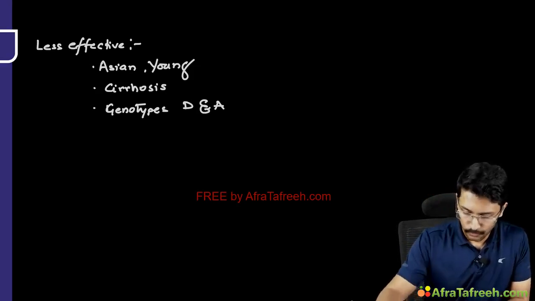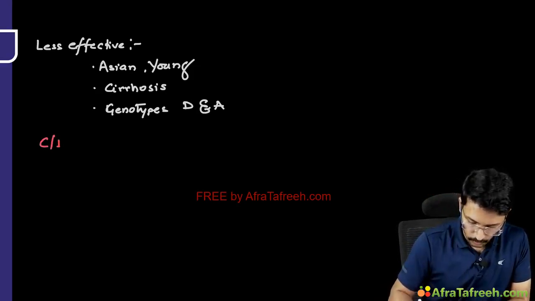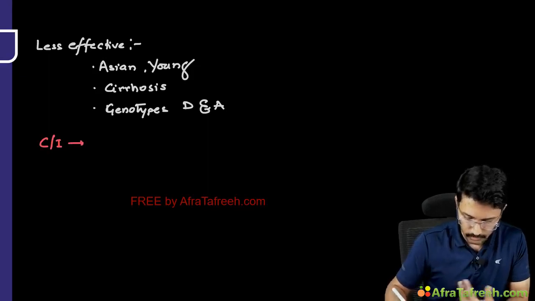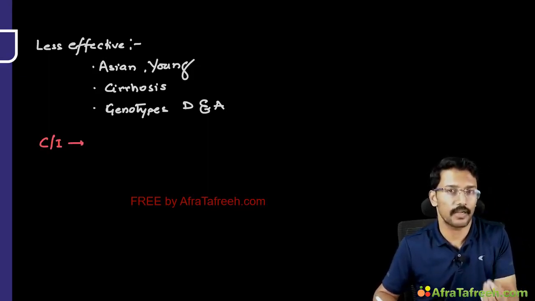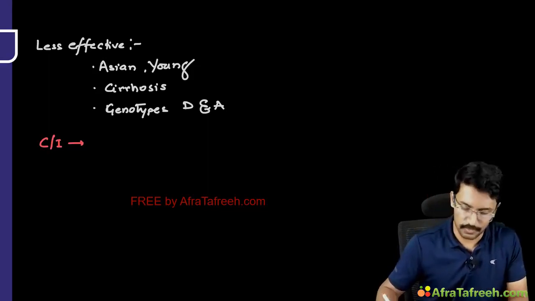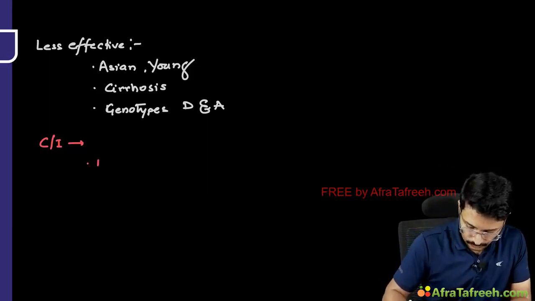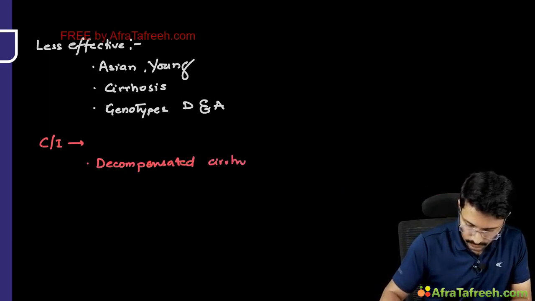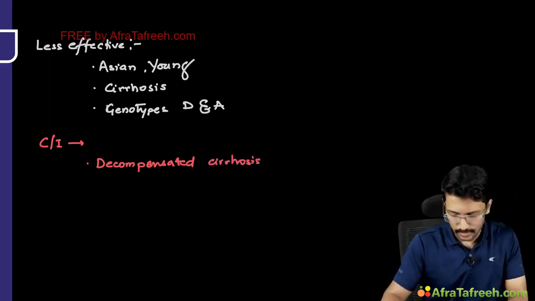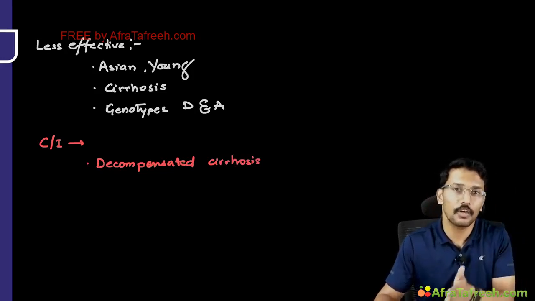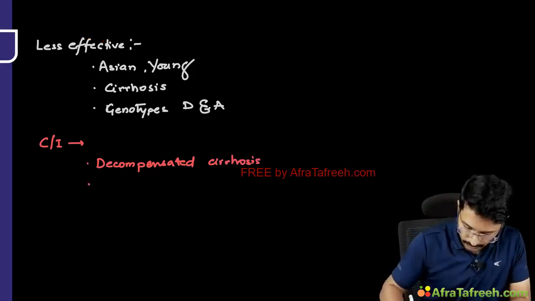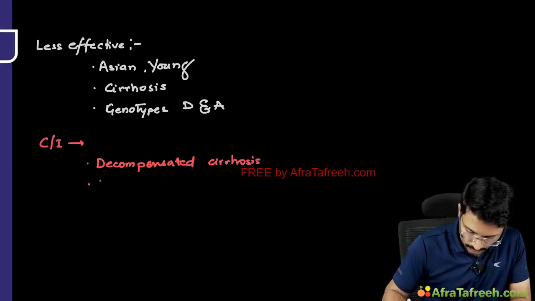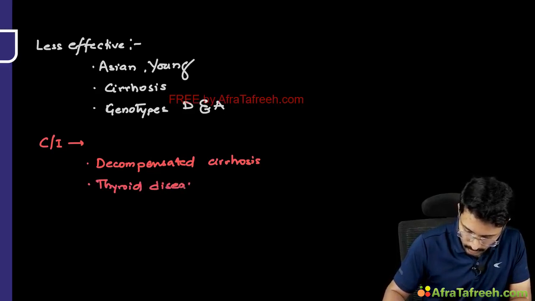Okay. Now, before we move on to discuss the indications for the initiation of antivirals, we'll also take a quick look at the contraindications for pegylated interferon alpha. What are the contraindications? The first contraindication is decompensated cirrhosis. So as such, it is not so effective in cirrhosis, and when it is decompensated cirrhosis, it's a contraindication. Apart from that, it is contraindicated in patients with thyroid disease, whether hypo or hyperthyroid. Thyroid disease, it is contraindicated.